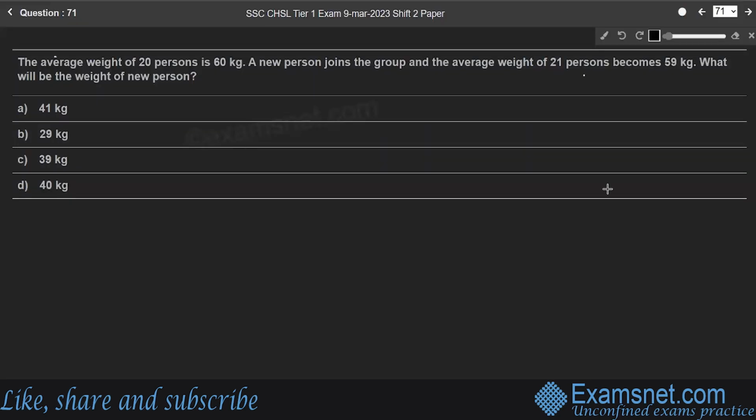Question 71. The average weight of 20 persons is 60 kg. A new person joins the group and the average weight of 21 persons becomes 59 kg. What will be the weight of the new person?